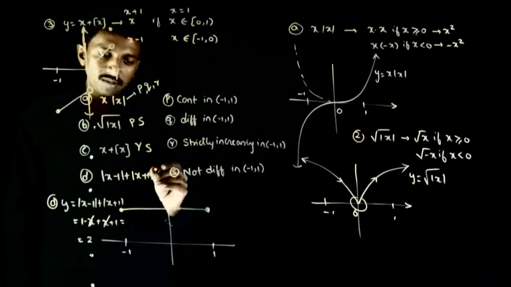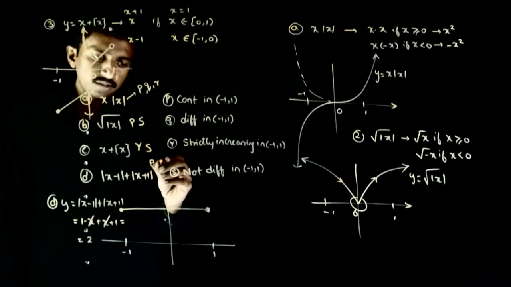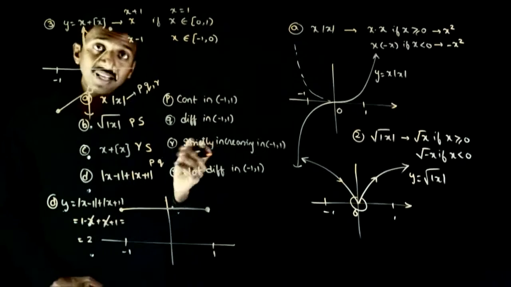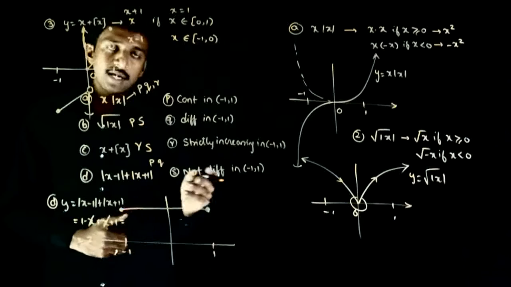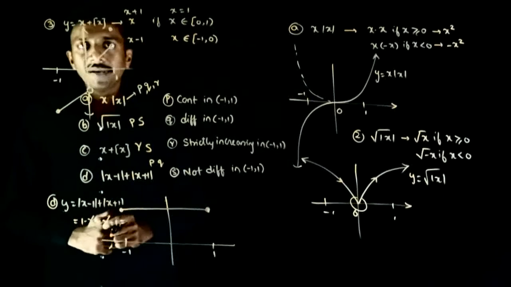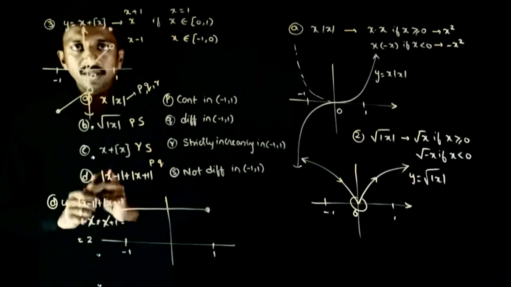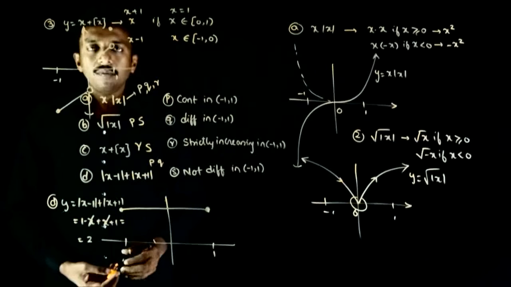Continuous in -1 to 1 is okay, p is okay. Differentiable in -1 to 1, q is okay. Strictly increasing in -1 to 1 is not okay because it is not strictly increasing. And not differentiable in -1 to 1 is not okay because this is differentiable in -1 to 1. So आपका fourth function के लिए p and q are the options which are valid.